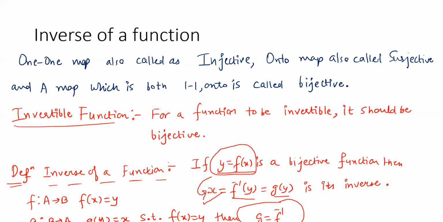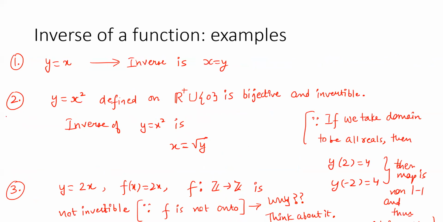So firstly, we talked about when it is possible for a function to be invertible. It should be bijective. Once we know it is bijective, then we can define the inverse of a function in this way. So let's look at the examples. The first example is the identity function. So the inverse is x is equal to y. I have told you how to find the inverse: from the given expression, simply express x in terms of y. So the same function is its own inverse. This is also the identity function. So the inverse of the identity function is the identity function itself.